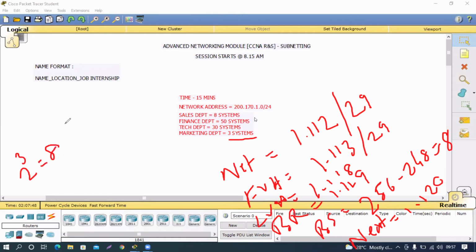Correct? Yes, sir. So total, how many host bits do we have in class C? 8 host bits. So we need these 3 bits in the host, right? Yes, sir. And these bits are getting converted into ones, right? Network bits. These are getting converted into ones.